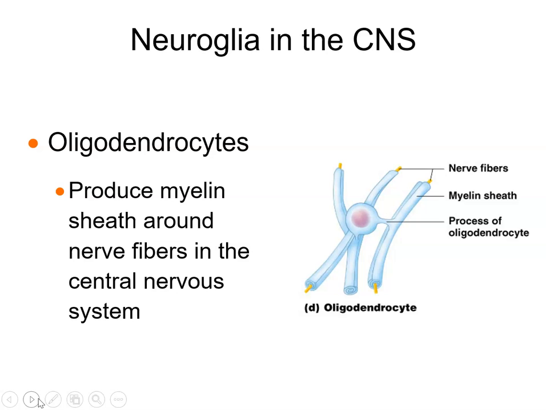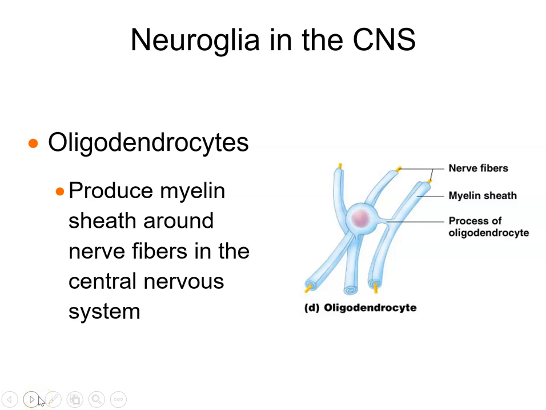Oligodendrocytes produce a myelin sheath around nerve fibers in the central nervous system. It is their job to help insulate and speed nerve impulse transmissions. When you've heard of white matter or gray matter in the brain, it is the oligodendrocytes that form the white matter. The myelin sheath does give off a whitish colored appearance inside the brain.